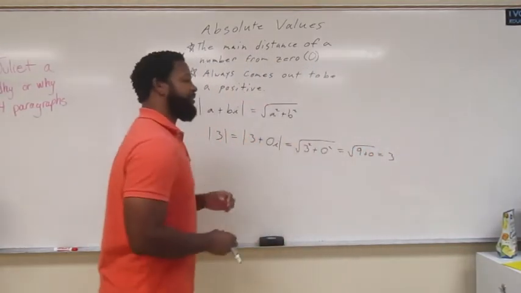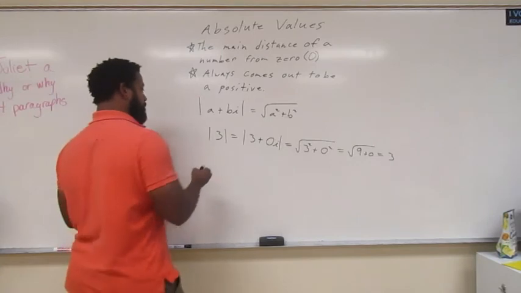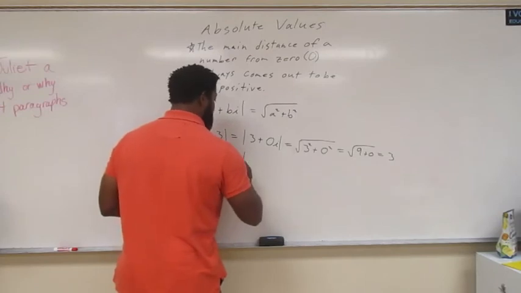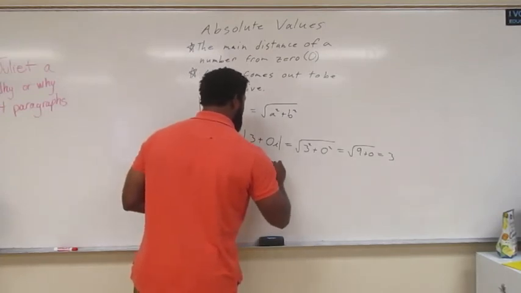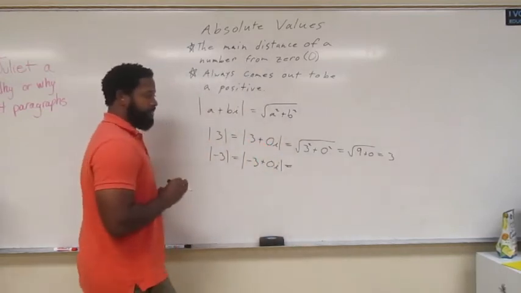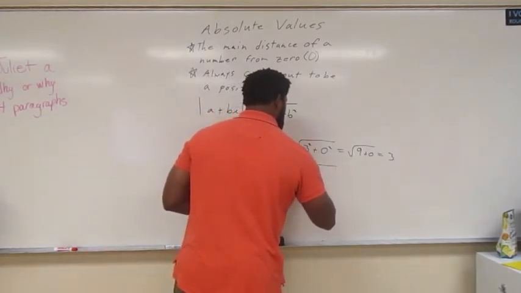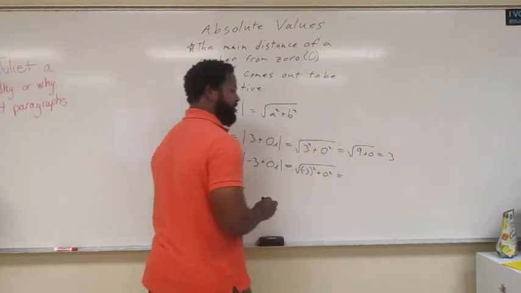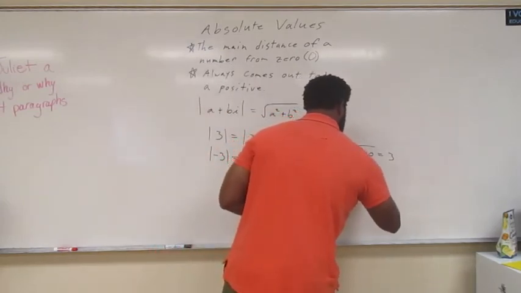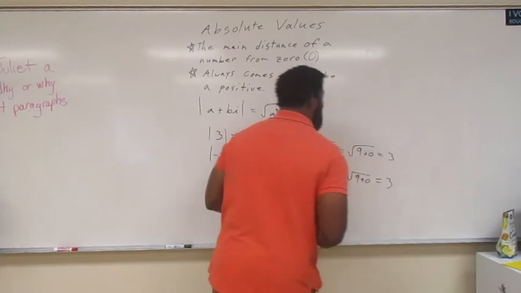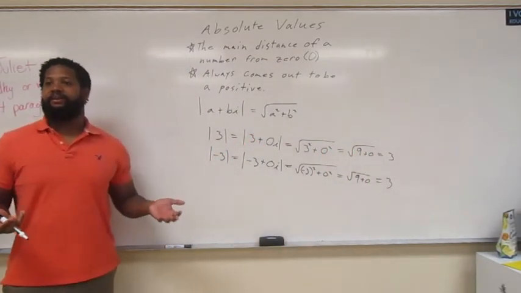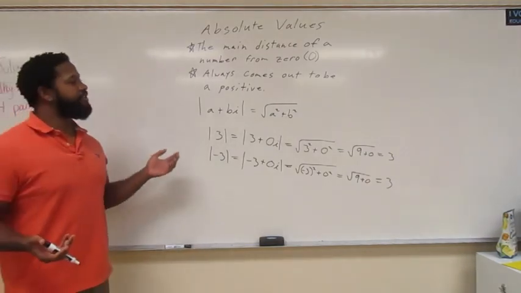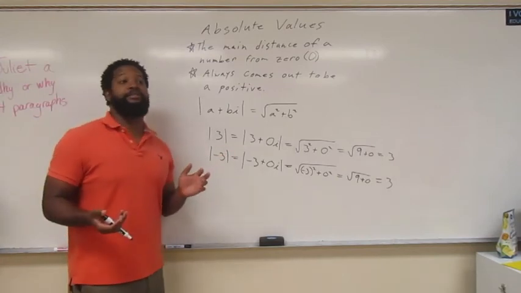Okay? And the same exact thing happens all over again. If you have a negative 3, the absolute value of negative 3, well then that's the absolute value of negative 3 plus 0i, which is equal to the square root of negative 3 squared plus 0 squared, which is equal to the square root of 9 plus 0, which is equal to 3. And this is why you tend to come out with a positive number each and every time you have an absolute value, okay?